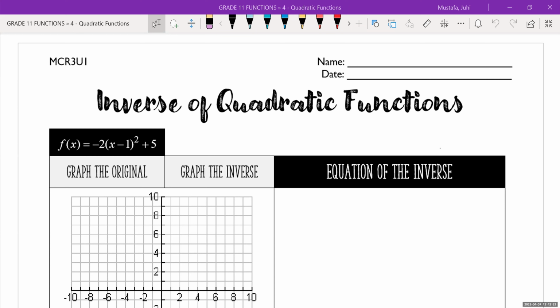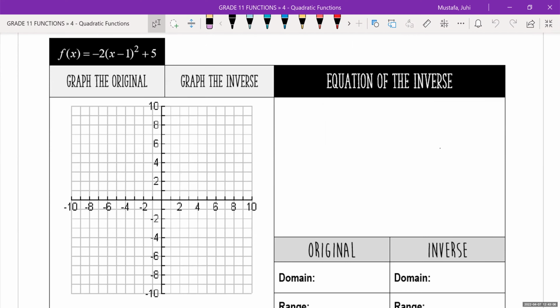I have tried to really make it very easy in terms of the way it's formatted, just so you can see where we're going with it. We're going to begin by looking at the first question, which is f of x is equal to -2 bracket x minus 1 squared plus 5. It is in vertex form. Go ahead and graph the original by using the step pattern. You don't need to use a table of values for this.